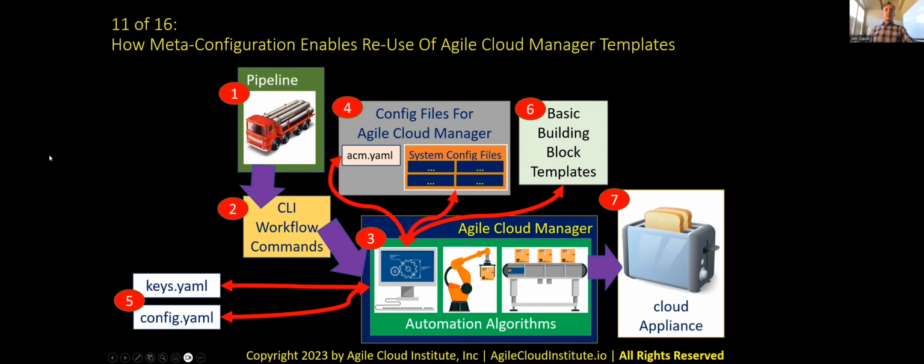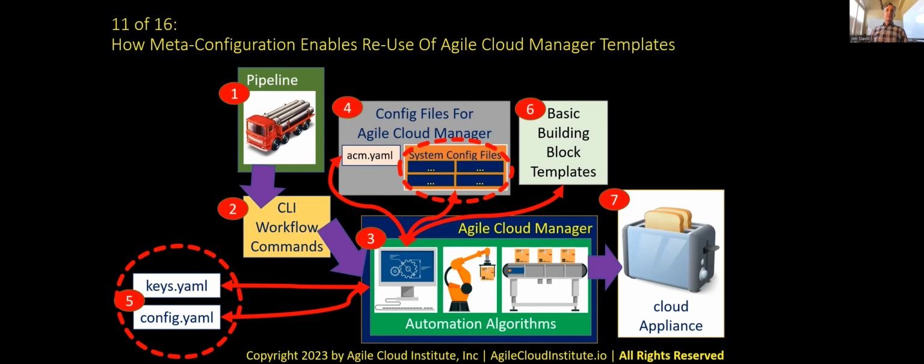Now, to make this even more clear, let's highlight the areas we're talking about. First, we're drawing this dashed circle around keys.yaml and config.yaml that store the values. Second, we're drawing another dashed circle around the system configuration files, because those system configuration files contain references to specific values that are stored in keys.yaml and in config.yaml.